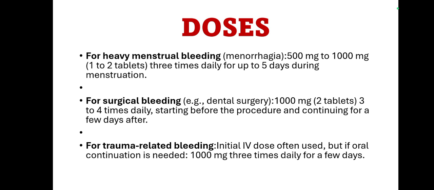Next, for trauma related bleeding, we can give 1000 mg TDS. So all the doses and all the indications depend on the physician's order, and the patient has to consume the medicine accordingly. Overall the doses are given like this in case of heavy menstrual bleeding, in surgical bleeding, in trauma related bleeding. There we can give 500 to 1000 mg. The doses are available. We can give orally, we can give IV also.